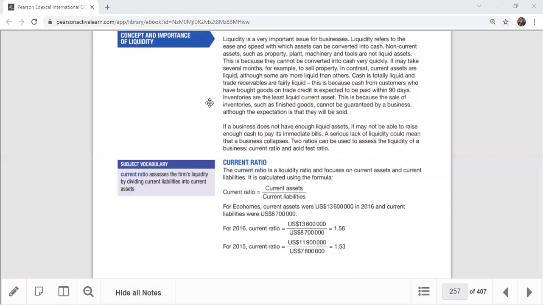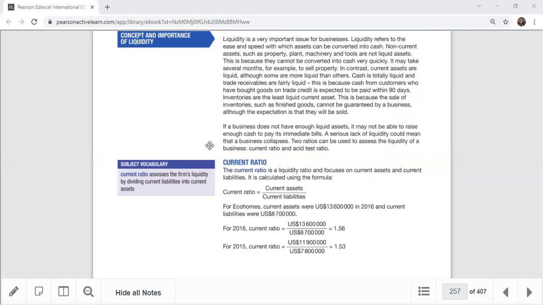This is because cash from customers who have bought goods on trade credit is expected to be paid within 90 days. Inventories are the least liquid current asset. This is because the sale of inventories such as finished goods cannot be guaranteed by a business, although the expectation is that they will be sold. If a business does not have enough liquid assets, it may not be able to raise enough cash to pay its immediate bills. A serious lack of liquidity could mean that a business collapses. Two ratios can be used to assess the liquid of a business: current ratio and asset test ratio.